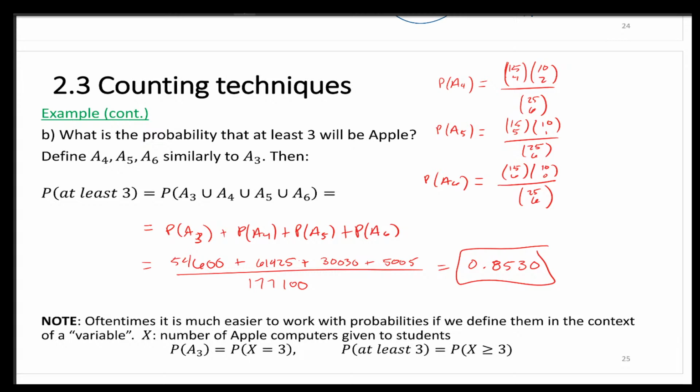And there's a little note here at the end of the slide, and that says, oftentimes it's much easier to work with probabilities if we define them in the context of a variable. We're going to do this in chapter 3, but it's just giving you a little preview of the next chapter, so heads up. Basically here, x would be the number of Apple computers we selected, and then we'd be finding the probability x equals 3 or probability of x greater or equal to 3, depending on which part you're looking at in this example. Part A was probability x equals 3. Part B was probability x is greater or equal to 3.